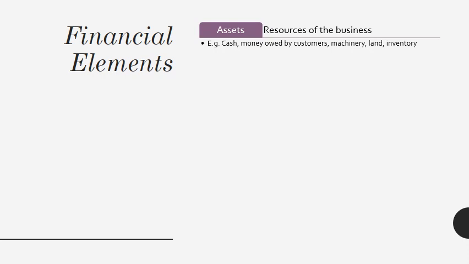So what are these terms that we've just mentioned? Well, the first is assets, and these are resources of the business. So it might be cash that the business holds in a bank account. It might be money that's owed to them by customers, which will be received in due course. It might be machinery or land that the business owns and uses in the business, or it might be inventories or stocks that the business will sell in due course.